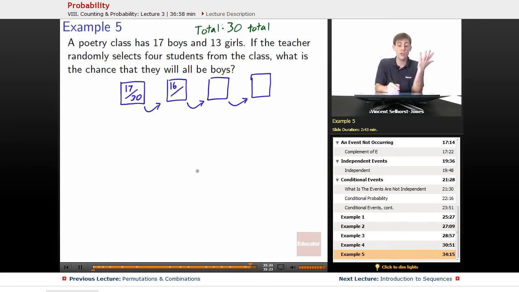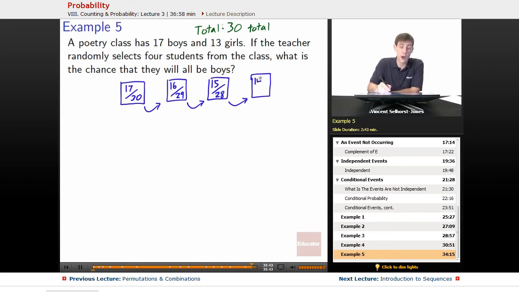How many students do we have total? Our total of students has also gone down by 1 because we've already used one of the students. If we pulled out a boy, he's still one of the students in the class, so we've now reduced from 30 to 29 students in the class. Next, we pull out another boy. We are going to now be at 15 boys divided by, we pull out another student, 28.